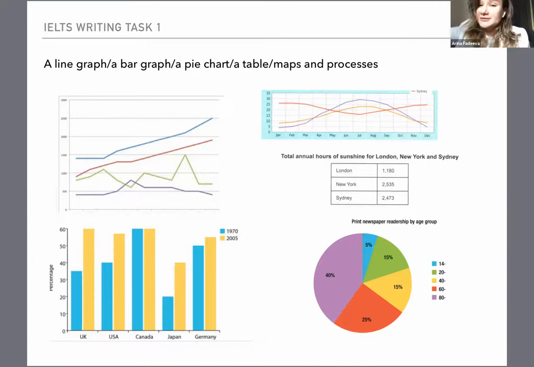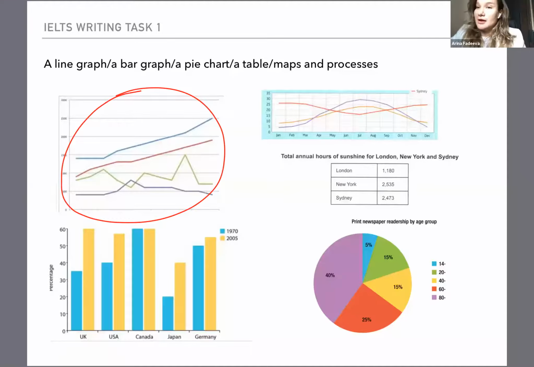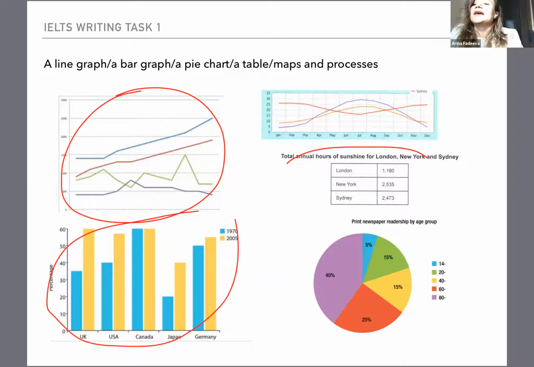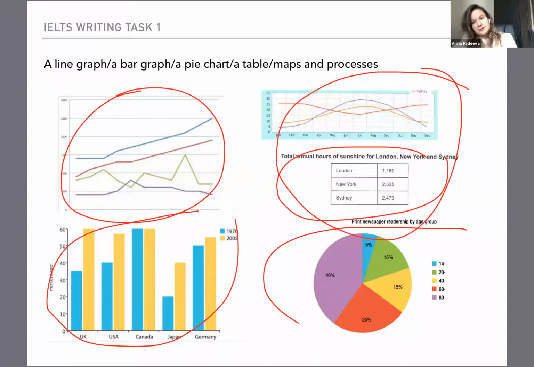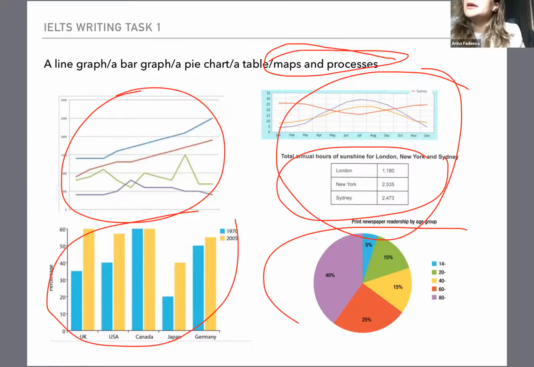As you know, guys, there are different types of graphs in writing part one. There can be a line graph, a bar chart or bar graph, a table, a pie chart, or there can be two different graphs, like a line graph and a table, or two pie charts. So it's a mix. Yes, there can be maps and processes, but that's a completely different story. Today, we're going to focus on line graphs, bar charts, pie charts, and tables, and precisely on line graphs.